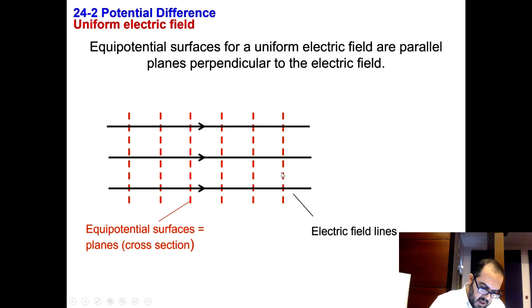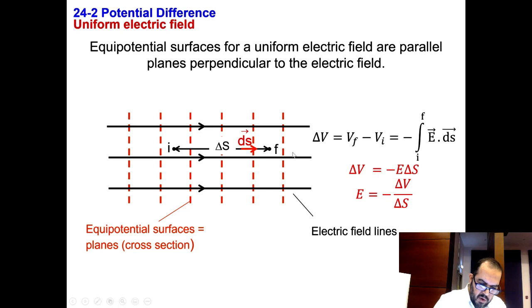Let's assume we have an initial position and a final position, and the distance between them is delta S, capital delta S. We can display the element vector ds as shown in the figure here. And now we write delta V, which is V final minus V initial, is equal to minus the integral of E dotted with ds.